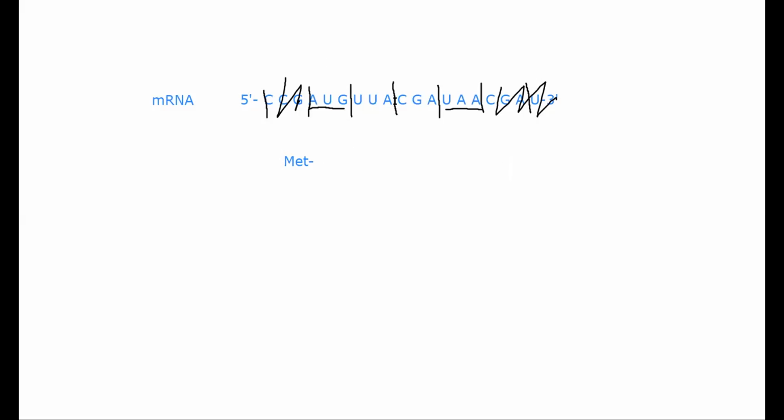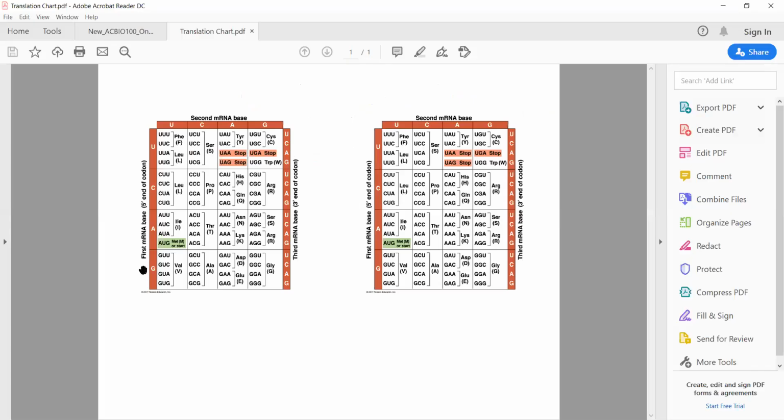All right, now we're looking at UAA. Or UUA, sorry, not UAA. UUA is our next codon. So we're going to go back to our translation chart and take a look at it. Our first mRNA base, which is the 5' end of the codon, is a U. This is another reason that this always needs to be 5' to 3'. So U is our first one. Our second mRNA base is a U, and then our third is an A.